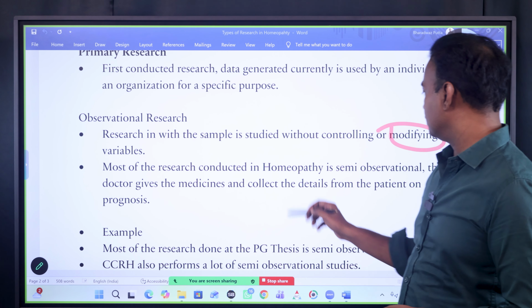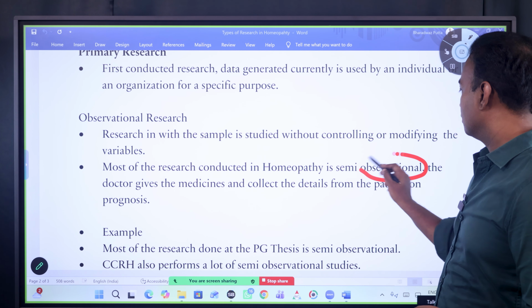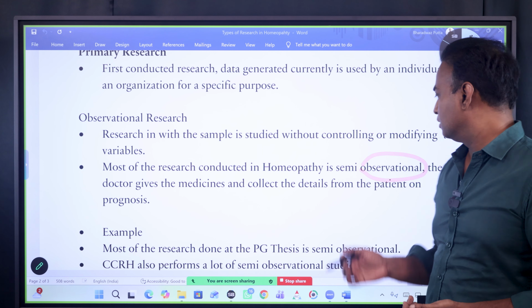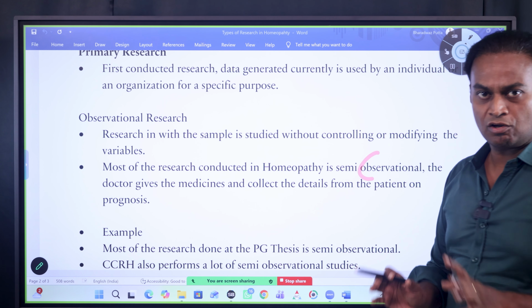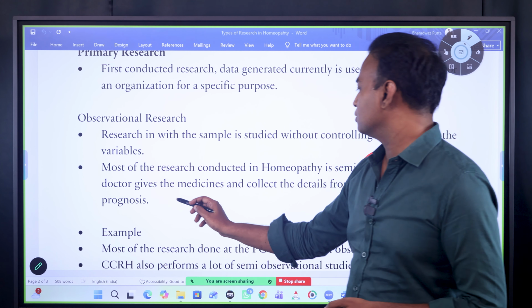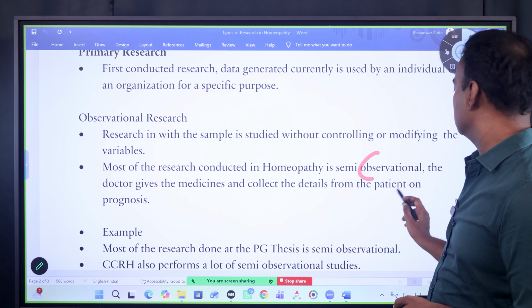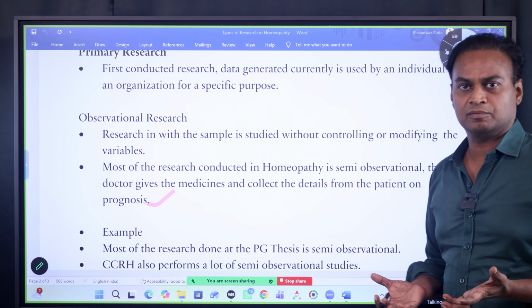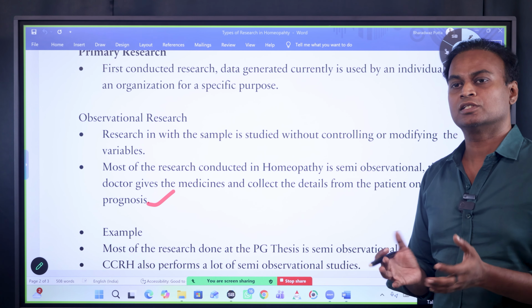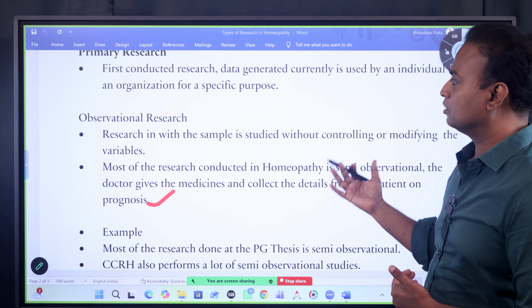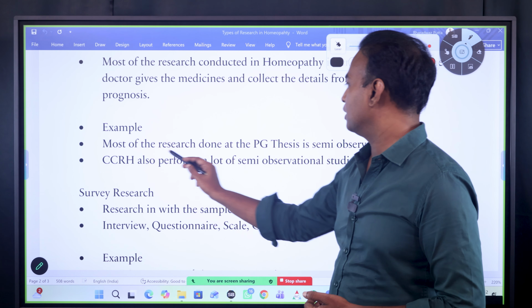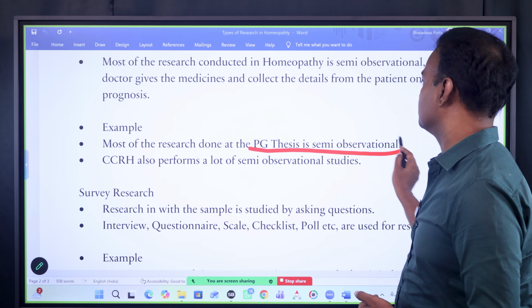Most of the research conducted in homeopathy is semi-observational. Normally we say semi-observational trial, right? But that is not completely observational trial. What happens normally, even in PG thesis or even the research conducted by CCRH, the doctors give medicines and collect the details from the patient's prognosis. Patient comes to the clinical setup, right? We give the medicine, and the patient takes the medicine and he uses it and reports it. This is not completely observational trial. This is semi-observational trial.